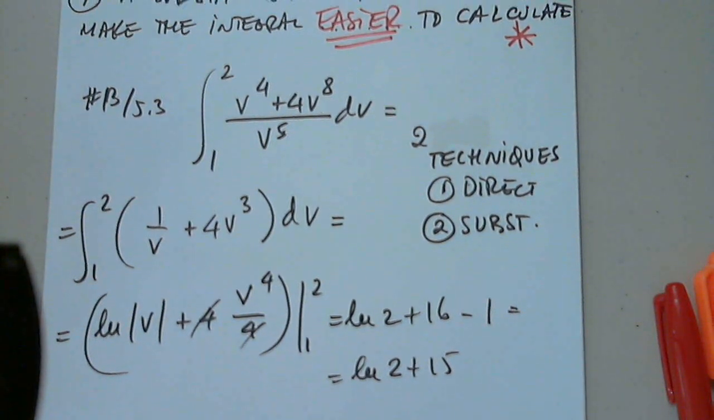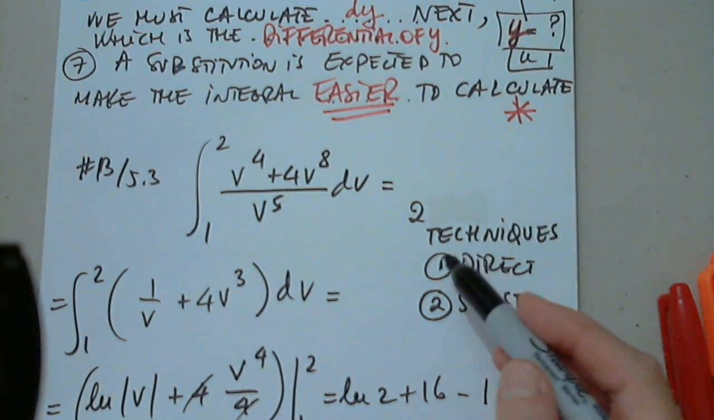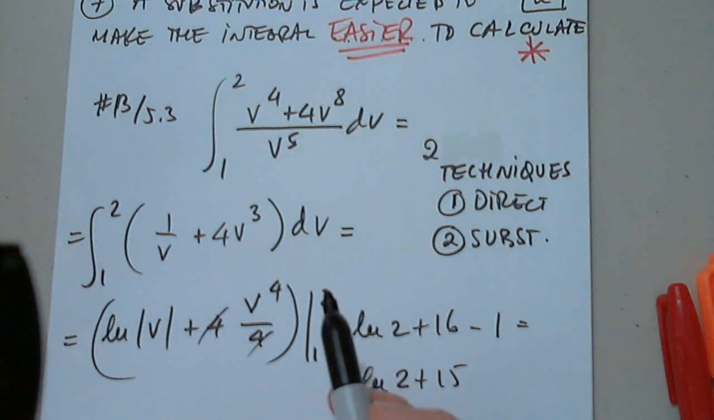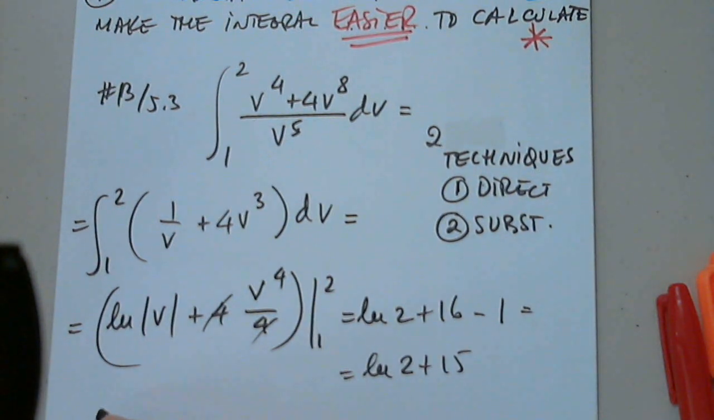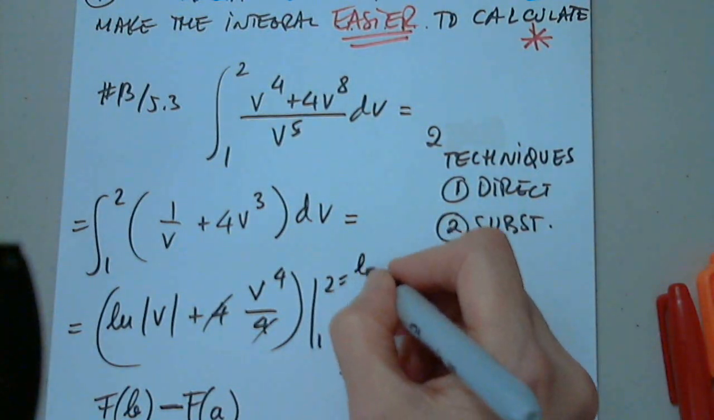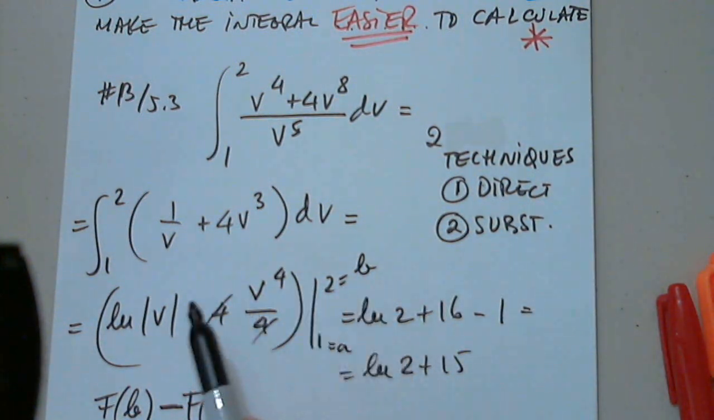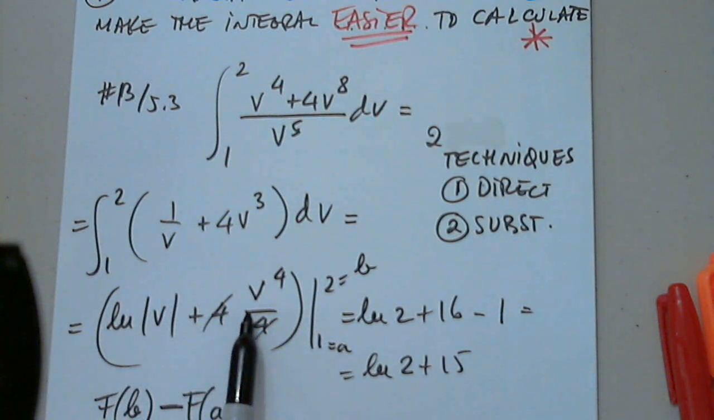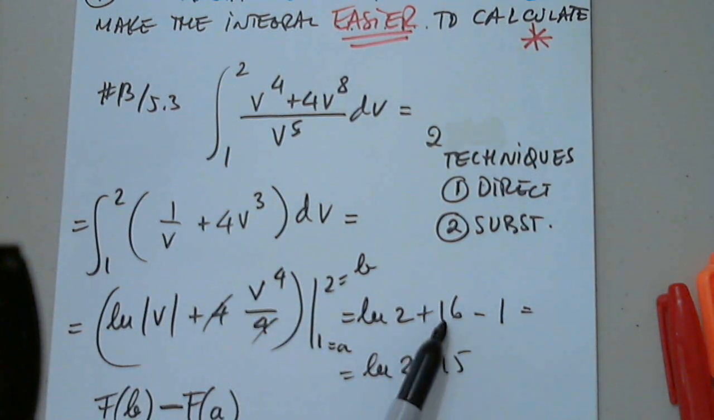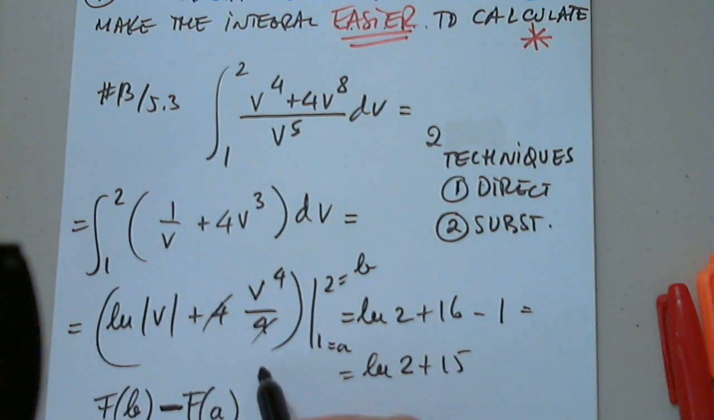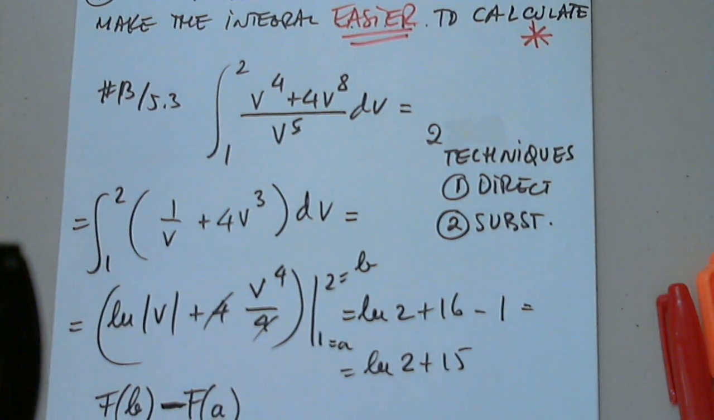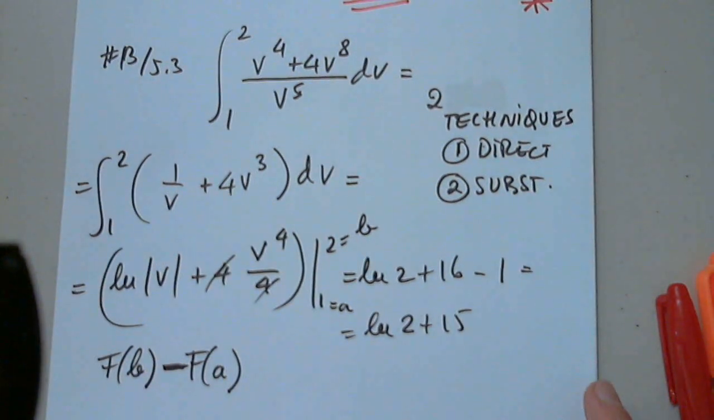Where did the minus 1 come from? Very good. Because it's f of b minus f of a, where this is b and this is a. I plug in 2: natural log 2 plus 2 to the 4th, which is 16. Minus, when I plug in 1, I get 0. When I plug in 1, I get 1, but it's minus. Okay. Better? Perfect.